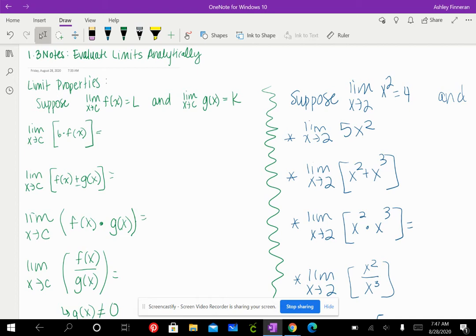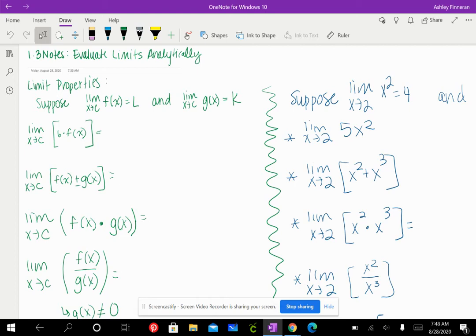Recording? Anyways, we are getting started on section 1.3, evaluating limits analytically. And I feel like this is where calculus kind of starts to get fun. We get to do a little bit more algebra with this, and it's a little bit more thinking, I would say. So I am looking forward to teaching this.